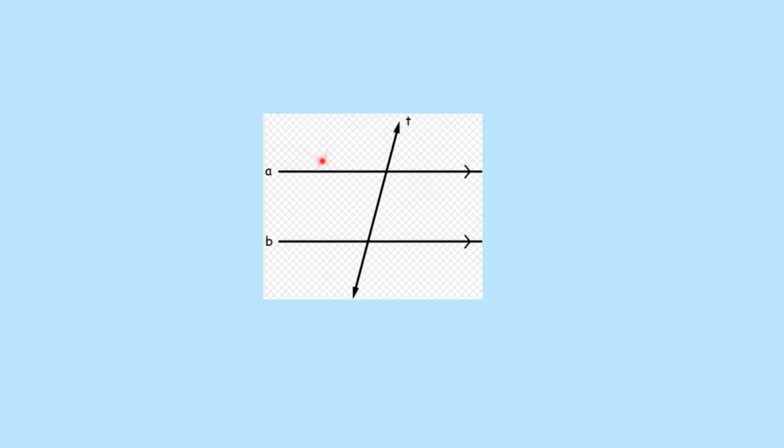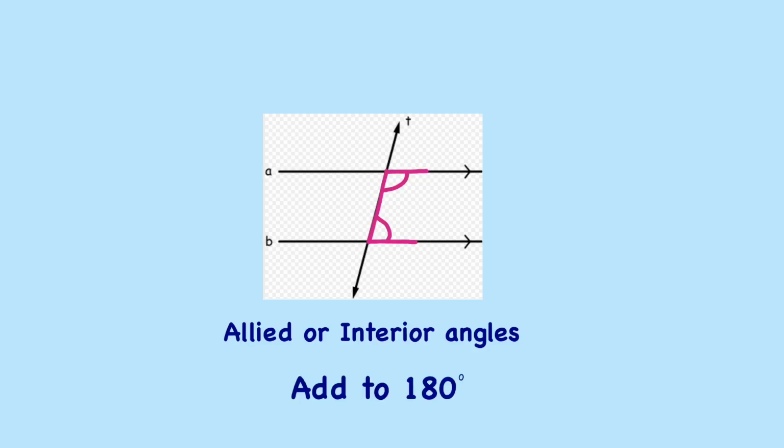Again I have a pair of parallel lines, A and B, with a transversal drawn across them. And I have two angles here. Now these two angles are found in a C shape and they are called allied or interior angles. Now they're different to corresponding and alternate angles because they're not the same, but they add up to 180 degrees.